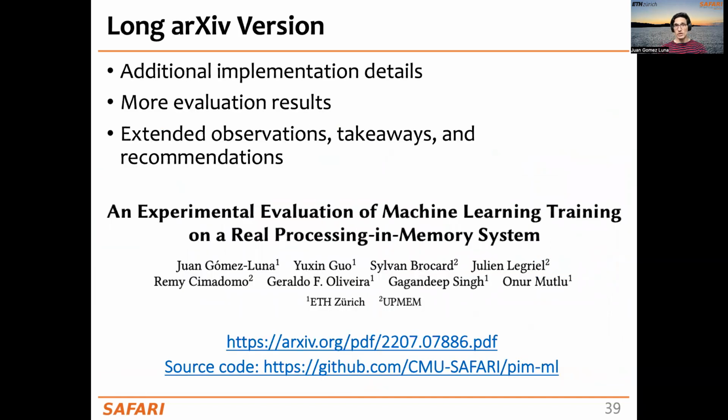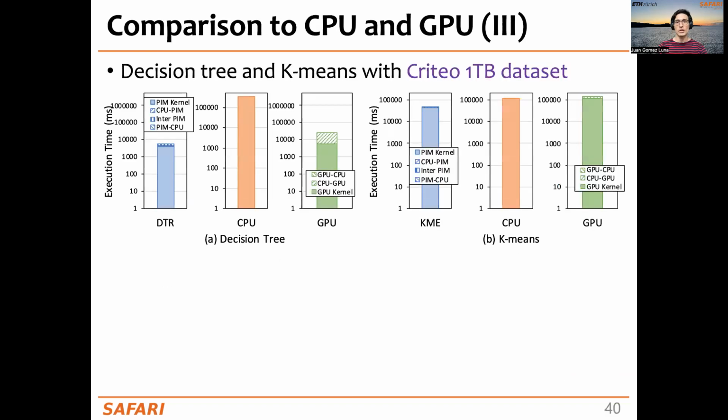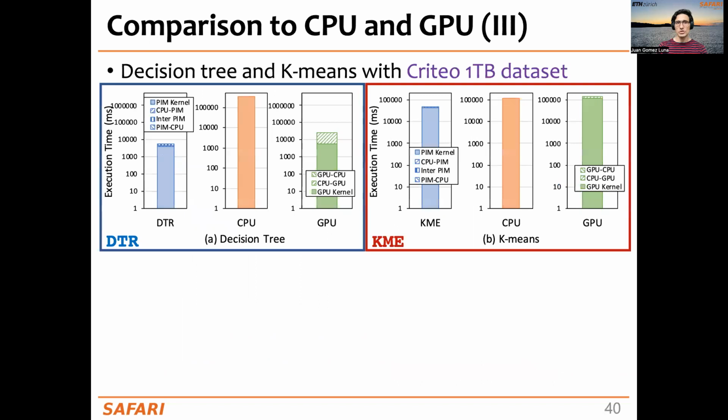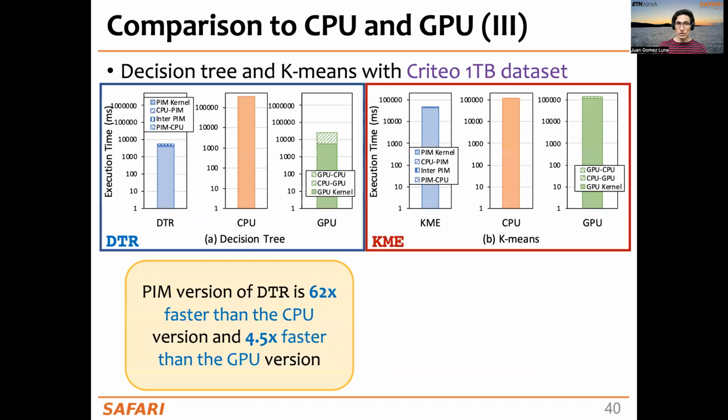We have additional implementation details, evaluation results, observations, takeaways, and recommendations in the long archive version of our work, where you can find results for decision tree and k-means with the Criteo data set. These are for decision tree and for k-means. For the PIM version of decision tree, we see that the speedups have increased with respect to the previous data set. Now it's 62 times and 4.5 times faster than the CPU and GPU versions.